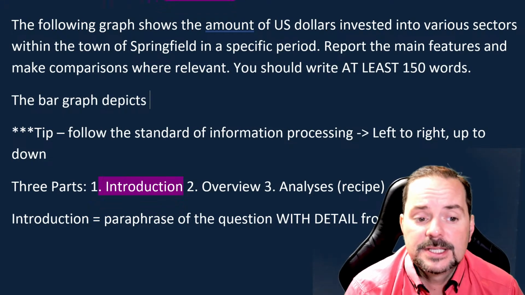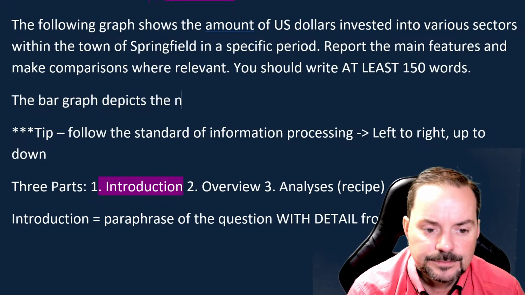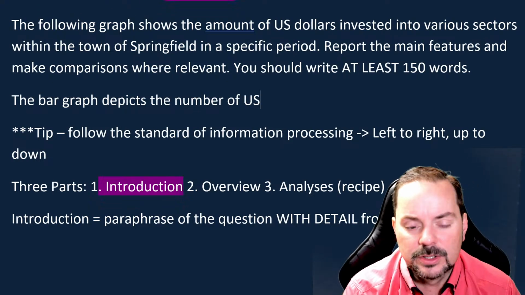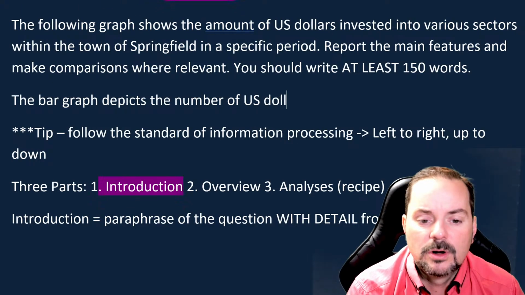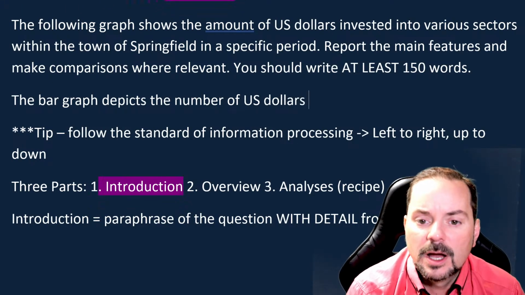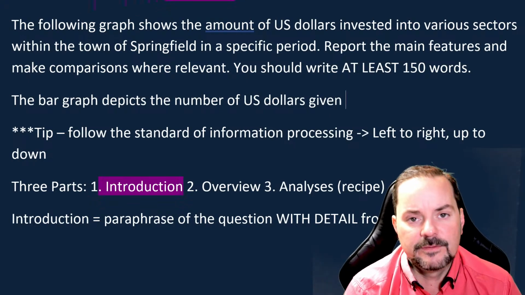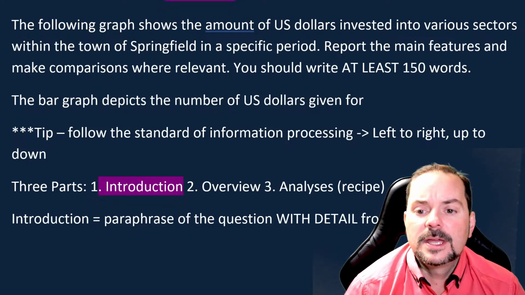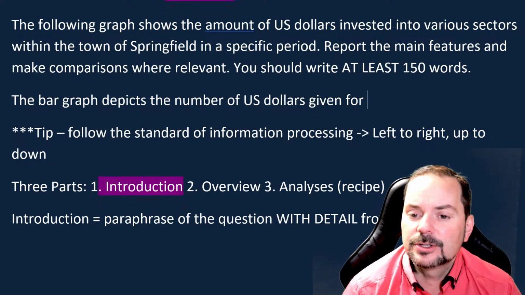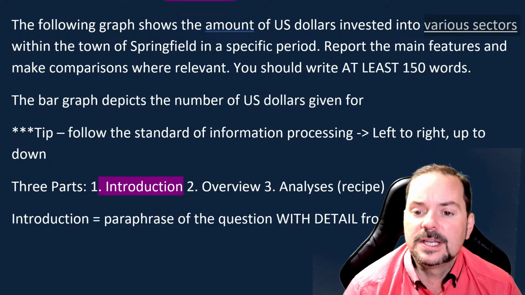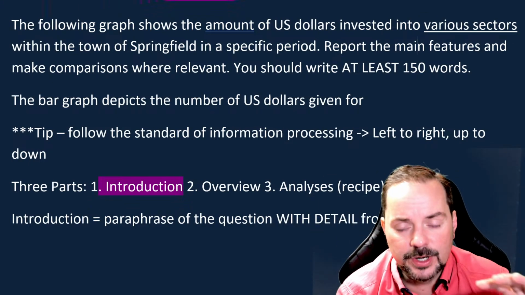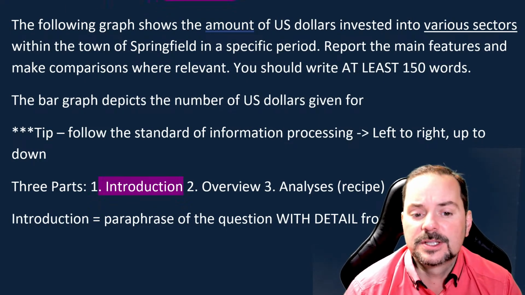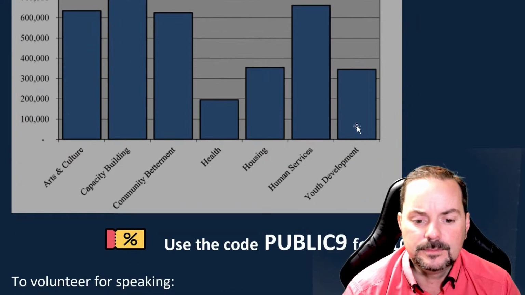The bar graph depicts the number of, we could say American dollars, but I'm going to go with US dollars. It's more common. Dollars. Invested means given. When you invest, you give. So given for, and then here where it says various sectors, as soon as you see these kinds of general terms or encompassing terms, you want to give more details. So the bar graph depicts the number of US dollars given for various sectors.